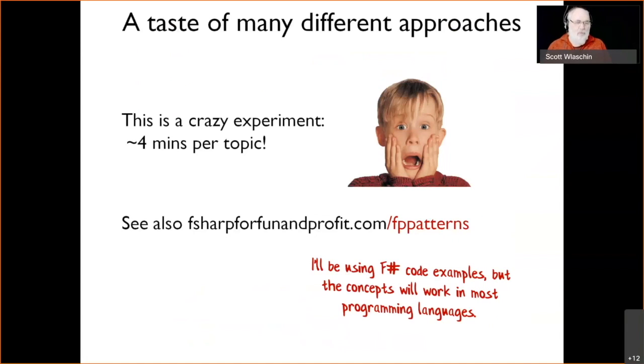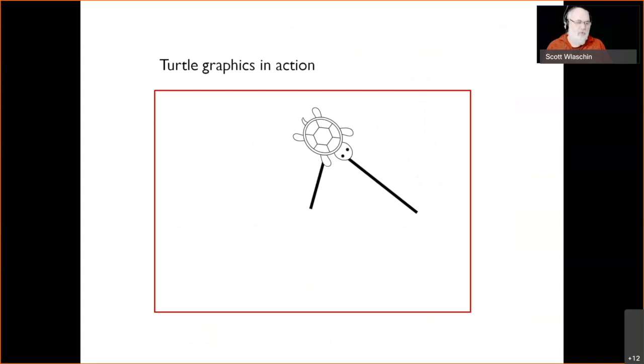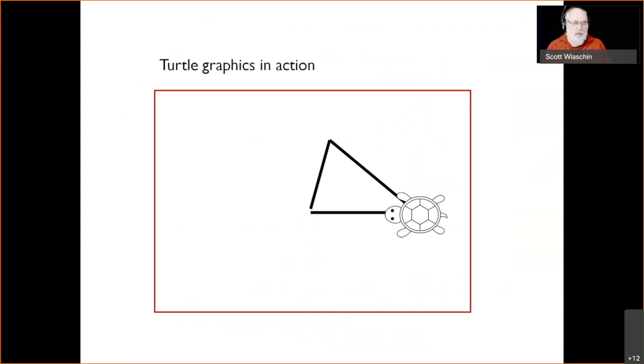I'm going to be using F# for the code examples, but this is actually a concept talk, and these concepts will work in pretty much any programming language. If you're not familiar with turtle graphics, you have a turtle and it moves, and then it changes direction, and it moves, and then it changes direction, and it moves. And there's a pen which draws lines, and the pen can be up or down. So it's a really, really simple model.